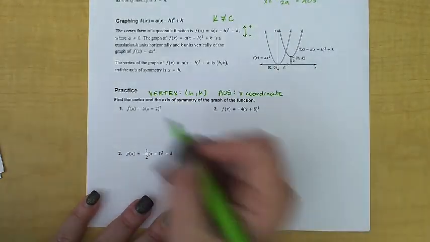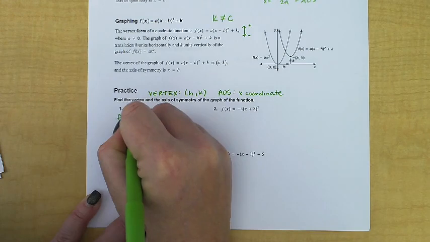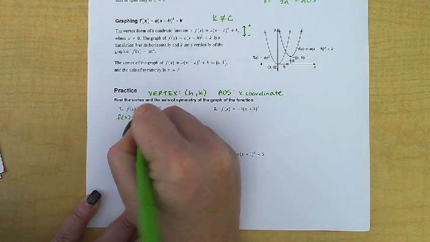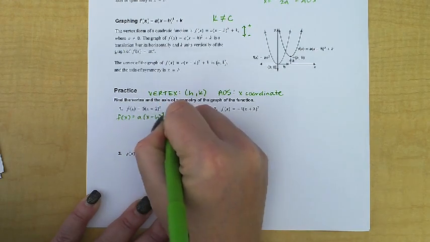So the first thing we look at here, we're just going to rewrite what our vertex form looks like so we know what we can fill in.